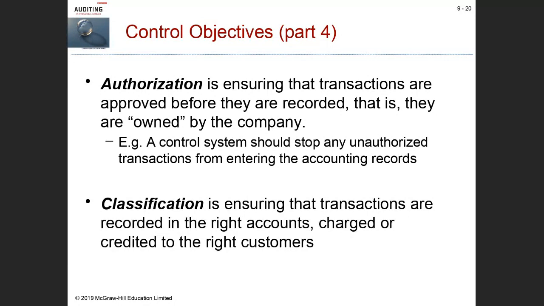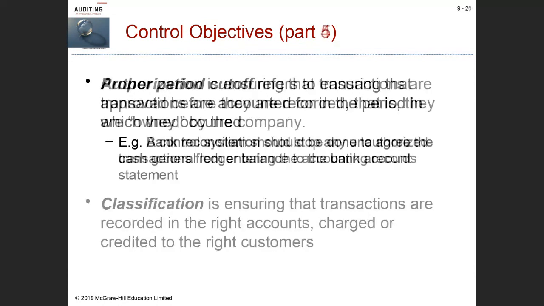Just noticed here that authorization has been double counted in the PowerPoints. Classification, right? We saw that one of the errors that could occur is that amounts, even though they are recorded, might be classified improperly, right? I mentioned earlier, maybe a sale might be recorded as dividend income. So we need an internal control in place to ensure transactions are recorded in the correct accounting accounts, okay? And so we would need an internal control to achieve proper classification.